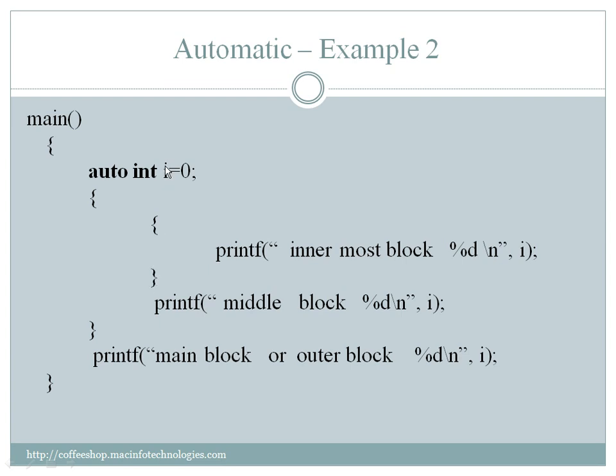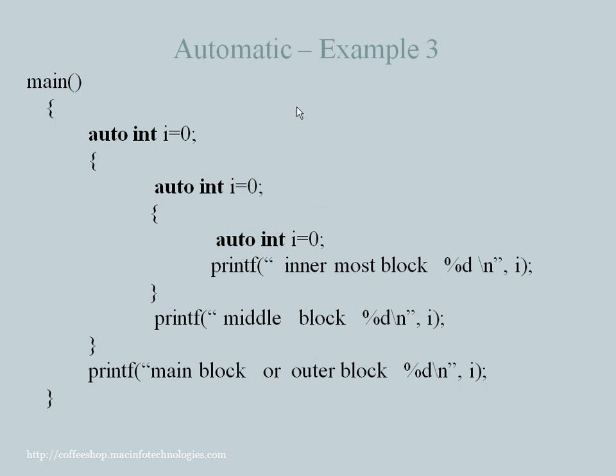So you can access this I variable anywhere inside the main. You can access it here, you can access it in the middle block, you can access it in the inner block. So you can print the value of I anywhere you want, or make use of the value and calculate some values. You can use I anywhere inside the main function because it is declared in the main block.